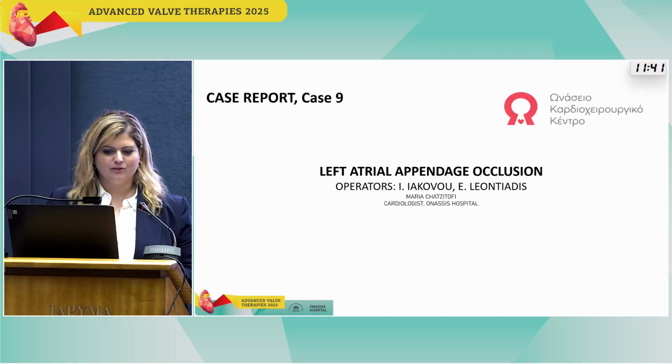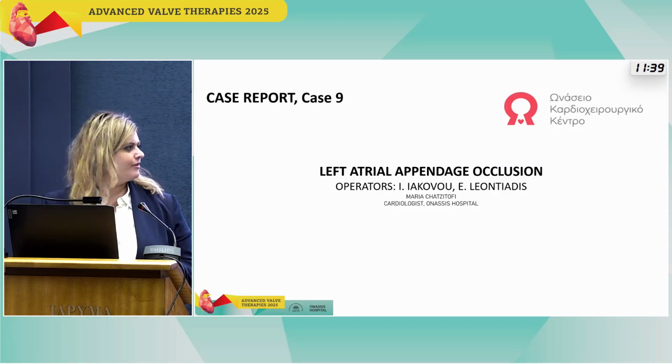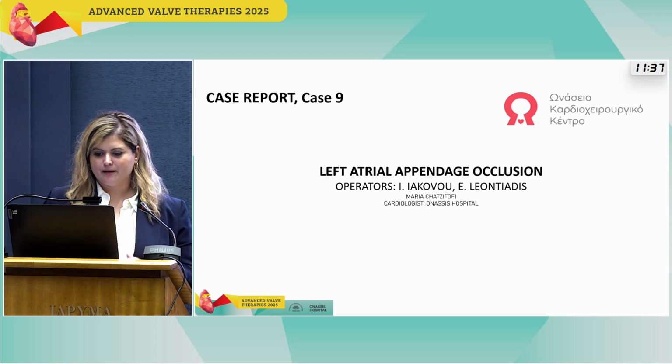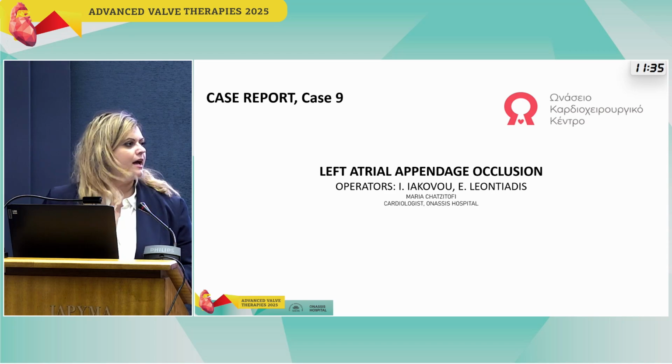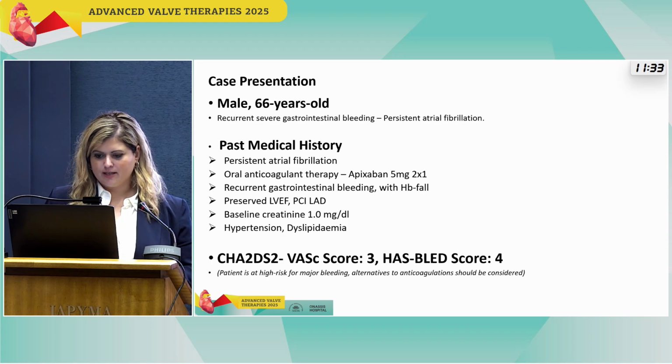As a follow-up from Dr. Tzikas, who told us everything about the theoretical part of LAAO occlusion, I'm now going to show you a case that was performed in our hospital.